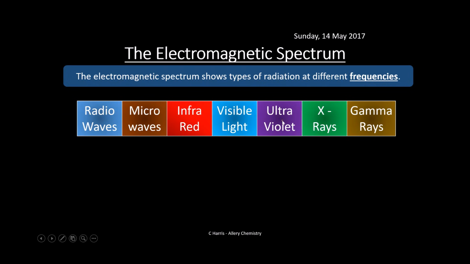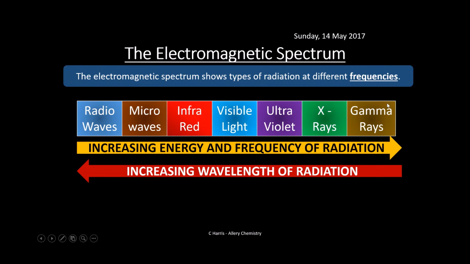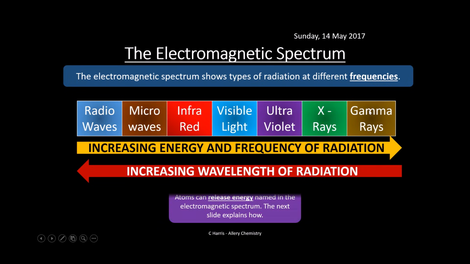But you might have got a mnemonic that helps you to remember the order of this. Radio waves down here have the lowest energy, all the way up to gamma rays, which have the highest energy. So there's an increase in energy and the frequency as well. The waves are much more squashed here, with shorter wavelength, and obviously the frequency increases as we go along to gamma rays.